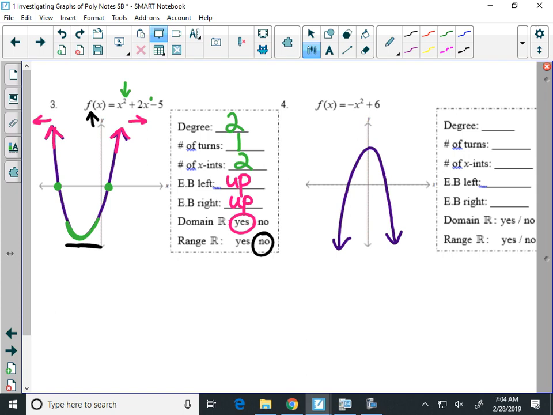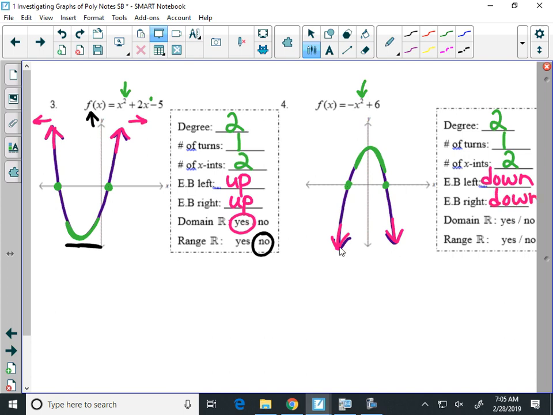Now, the degree, again, highest exponent. So when I look at the exponent here, there's only one x, and so its highest exponent is 2. This is a polynomial with degree of 2. The graph turns, changes direction again, only right here, 1 time. And on this graph, there's also 2 x-intercepts. All right, end behavior, the left arrow this time is going down. The arrow on the right here is also going down.